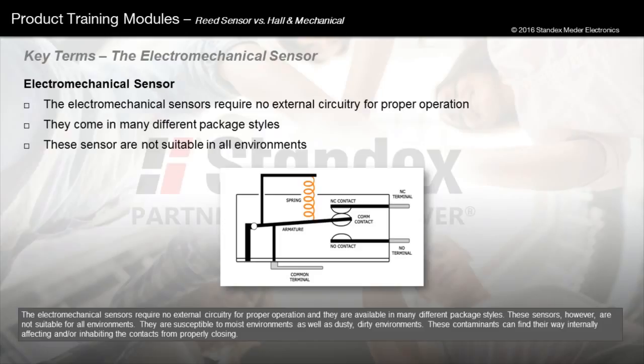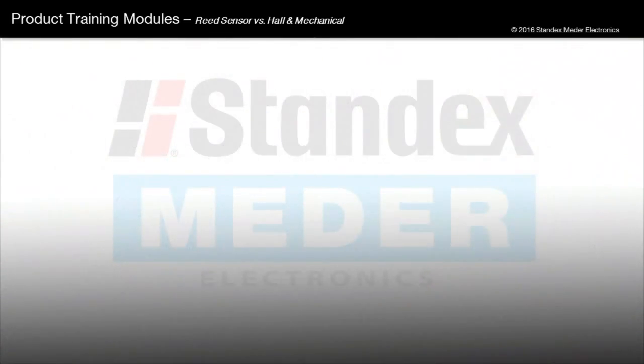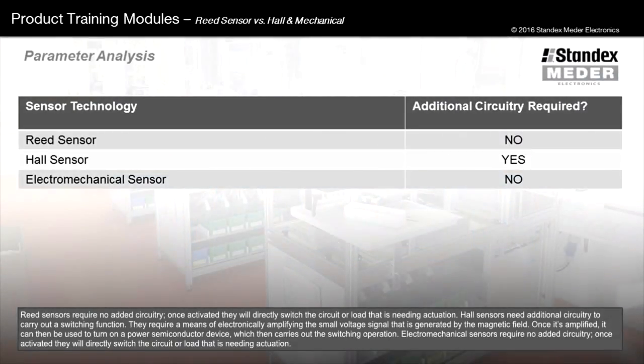These sensors, however, are not suitable for all environments. They are susceptible to moist environments as well as dusty, dirty environments. These contaminants can find their way internally, inhibiting the contacts from properly closing. We will now start our parameter analysis. We will look at each specification and compare them to the three technologies.